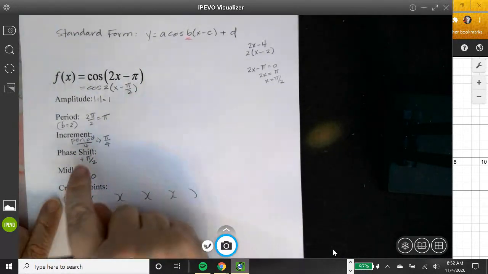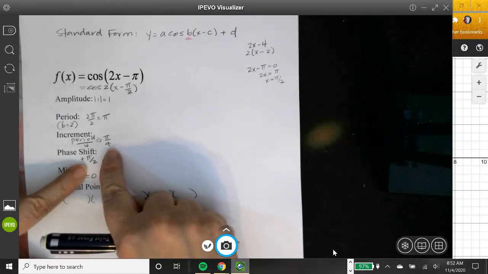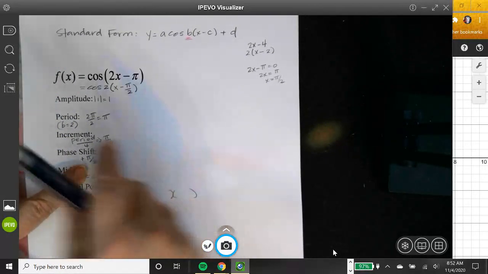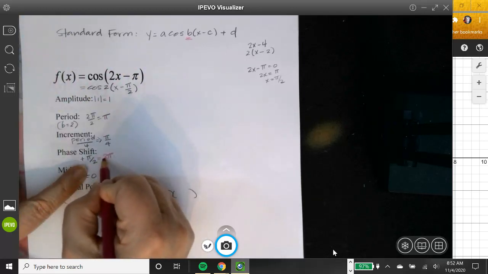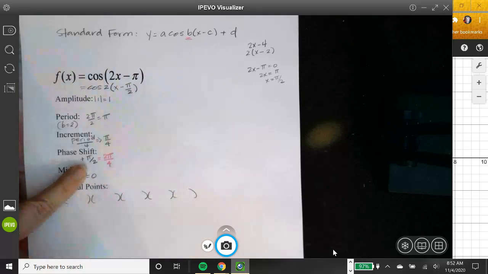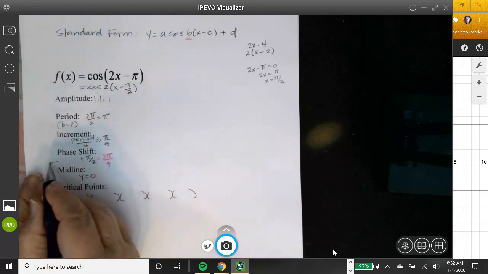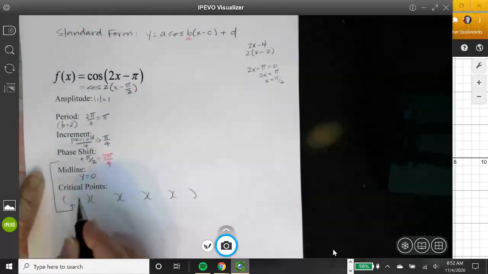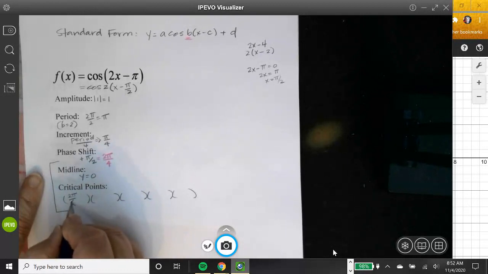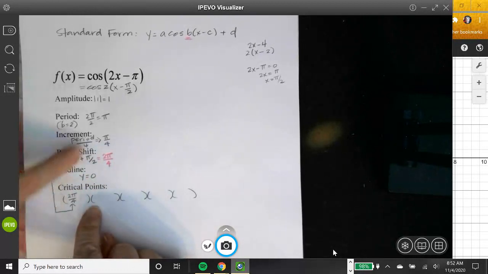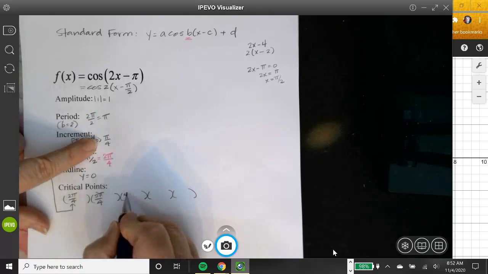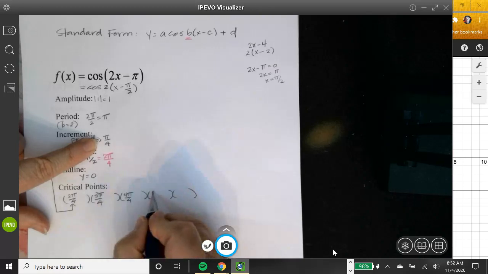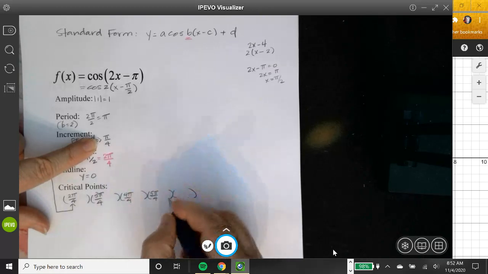All right. Now what am I doing? I'm adding a phase shift and an increment that have different denominators. So I'm going to change one of them. I'm going to change this one to 2 pi over 4 by multiplying it by 2 over 2. And now where do we start? Well, we please start at the phase shift, which is 2 pi over 4. And how do we get to the next critical point? Well, we add an increment. So this would be 3 pi over 4. Add another increment, 4 pi over 4, 5 pi over 4, and 6 pi over 4.